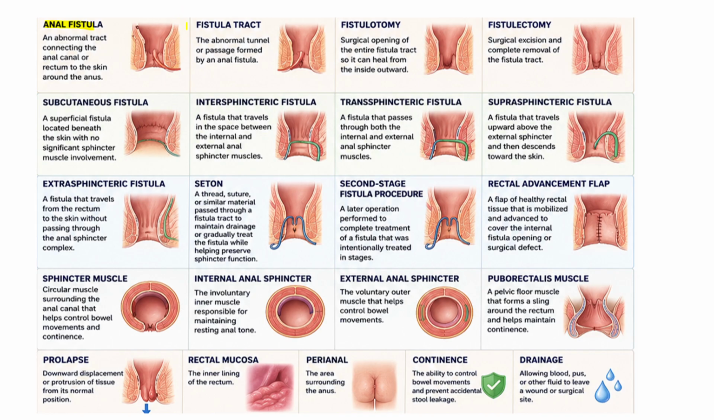Okay, next we have the fistula tract. An anal fistula forms an abnormal passage that is called a fistula tract. So what is anal fistula? An abnormal tract. So what is fistula tract? It is formed by the anal fistula. The fistula tract will be created by the anal fistula, forming an abnormal tunnel.